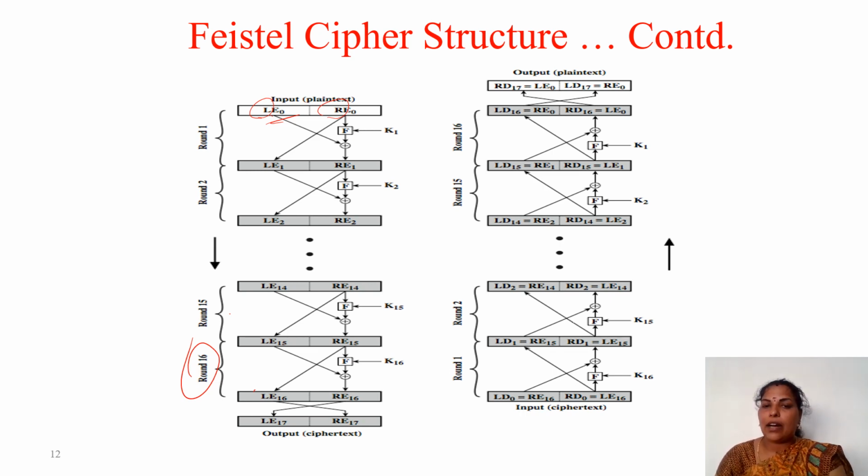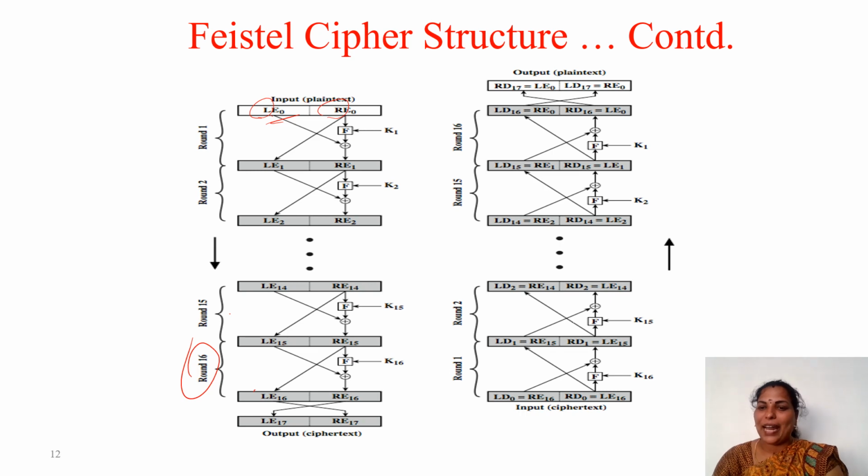Then the left half of encryption 0 is passed on to the right half of encryption 0 also. We assign the last left and right values of encryption 0, and in the decryption part we get them in reverse order.